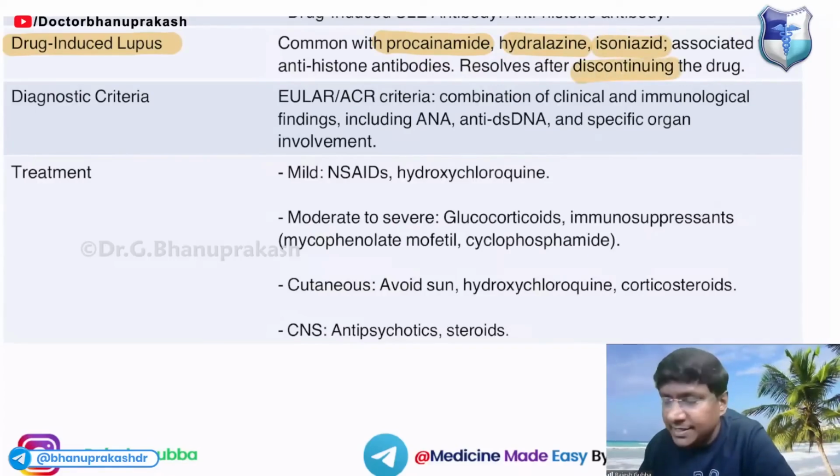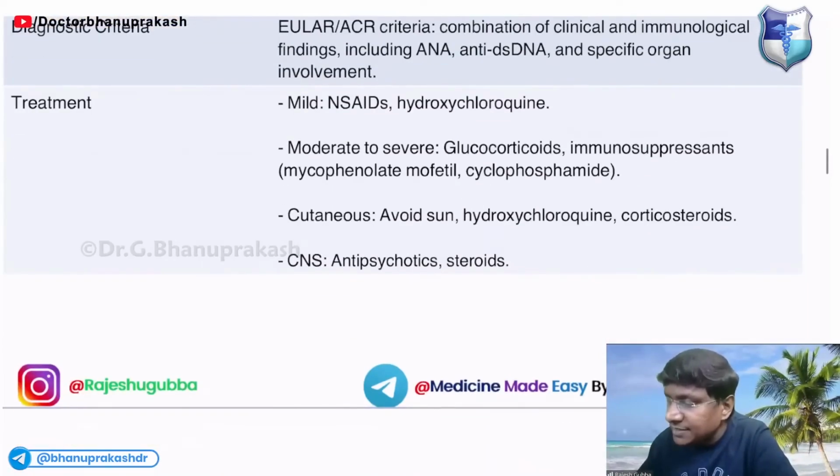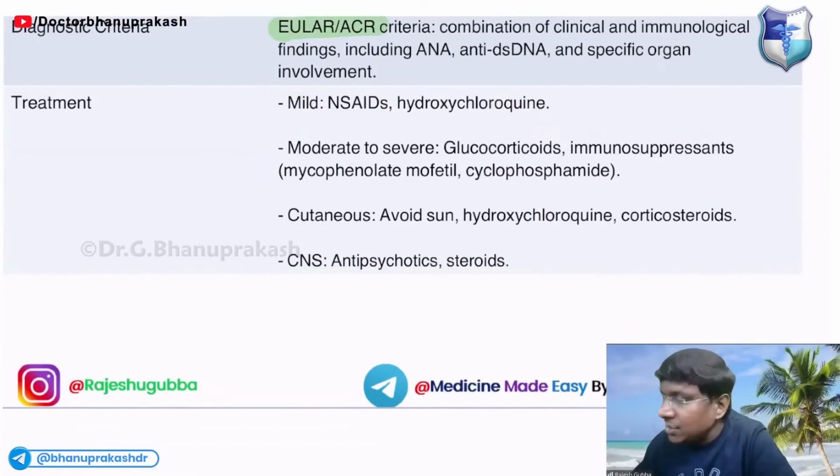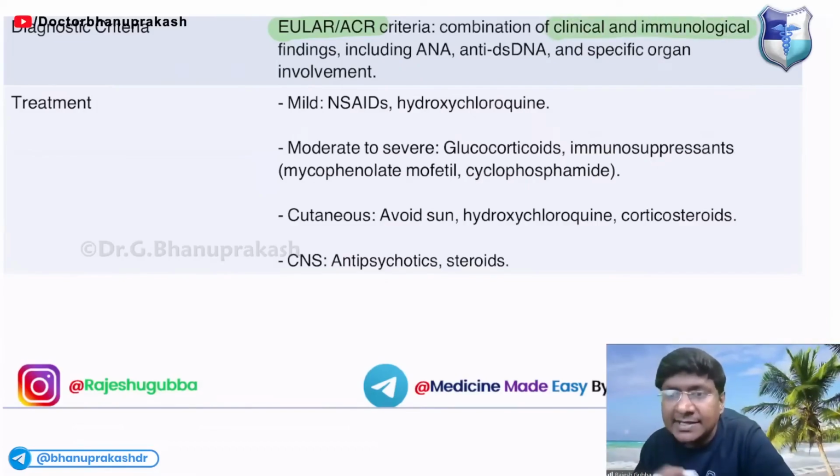What is the name of the criteria for SLE? The name of the criteria is the EULAR or the ACR criteria. What will be there in this EULAR or ACR criteria? There should be a combination of clinical and immunological findings. And the immunological findings include ANA, anti-dsDNA, and specific organ involvement.